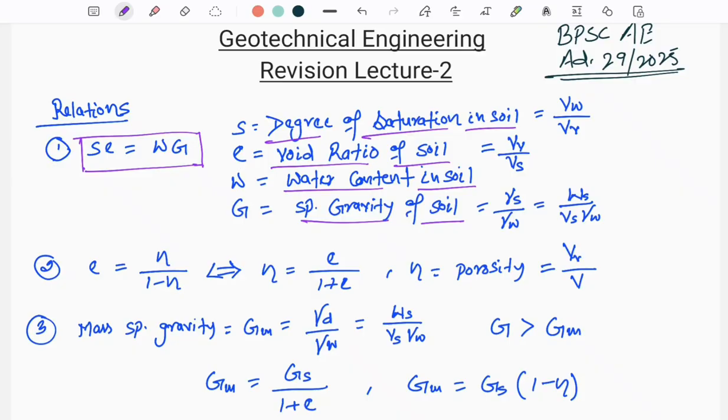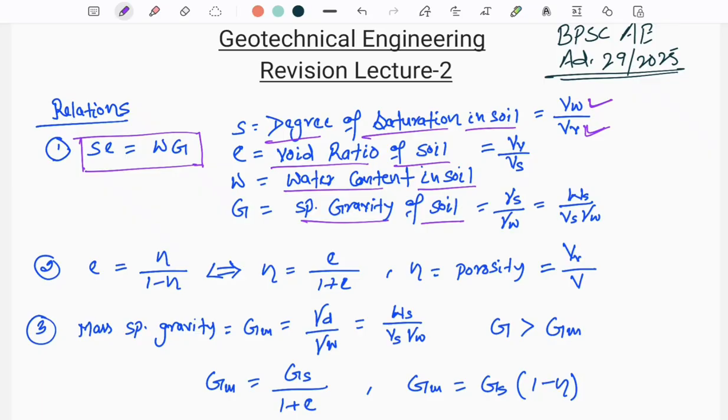As you know, the degree of saturation is nothing but the volume of water divided by volume of void. So this ratio is called the degree of saturation. And void ratio, we know, is the volume of void divided by volume of solids. This is the ratio of volume of void to the volume of solid. Means solid में कितना void है, that is the void ratio.